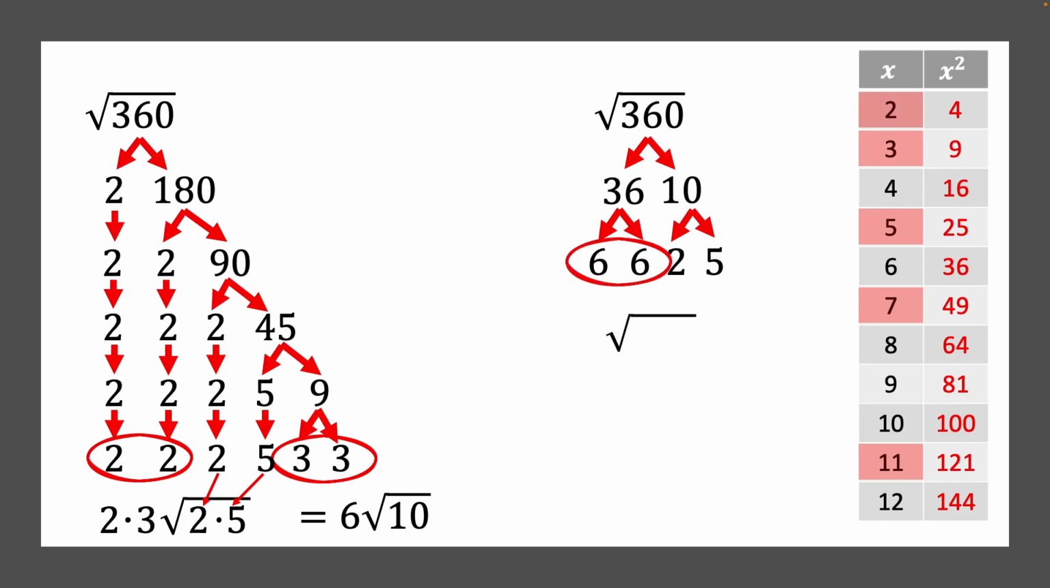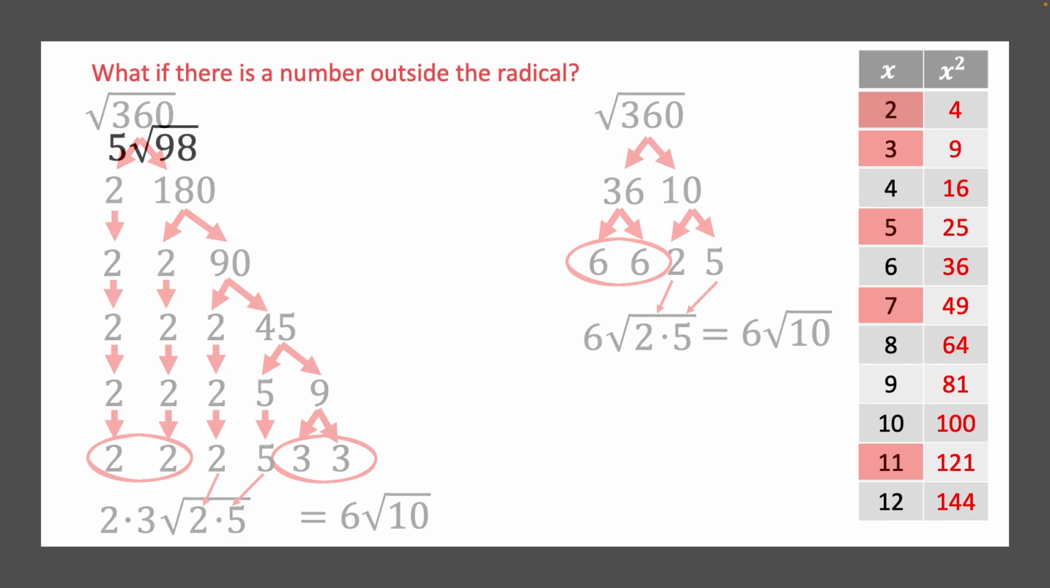So I can take that 6, put it on the outside, and then the 2 and the 5 are stuck underneath, and I get the same answer, 6 root 10. That's just another way to think about it. Whatever works best for your brain is what you want to do.